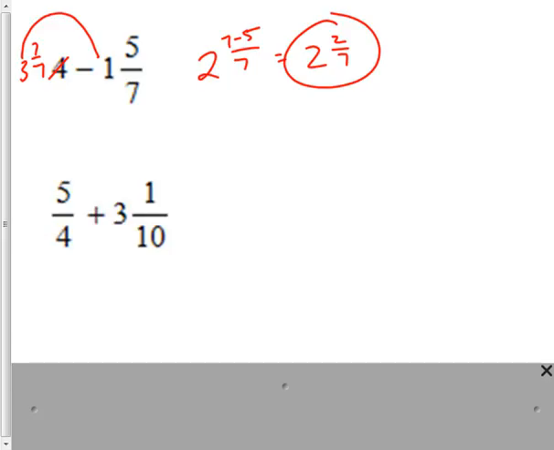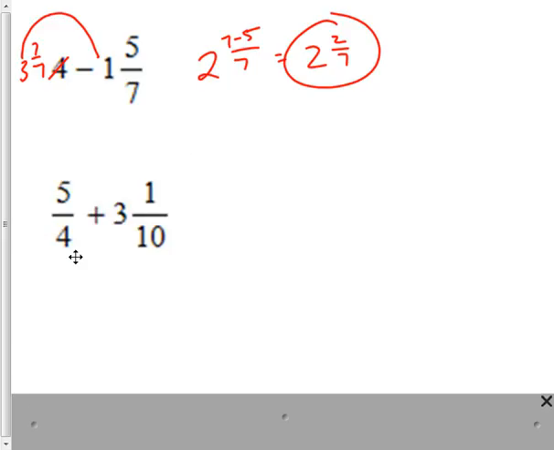So let's look at the next example. 5/4 plus, so we are adding, 3 and 1/10. So I need a common denominator here. Another thing I noticed is that this is an improper fraction. So since I'm adding, I can actually get this into a mixed number. If I subtract 4, I would have 1 left. So I can go 1 and 1/4 plus 3 and 1/10.